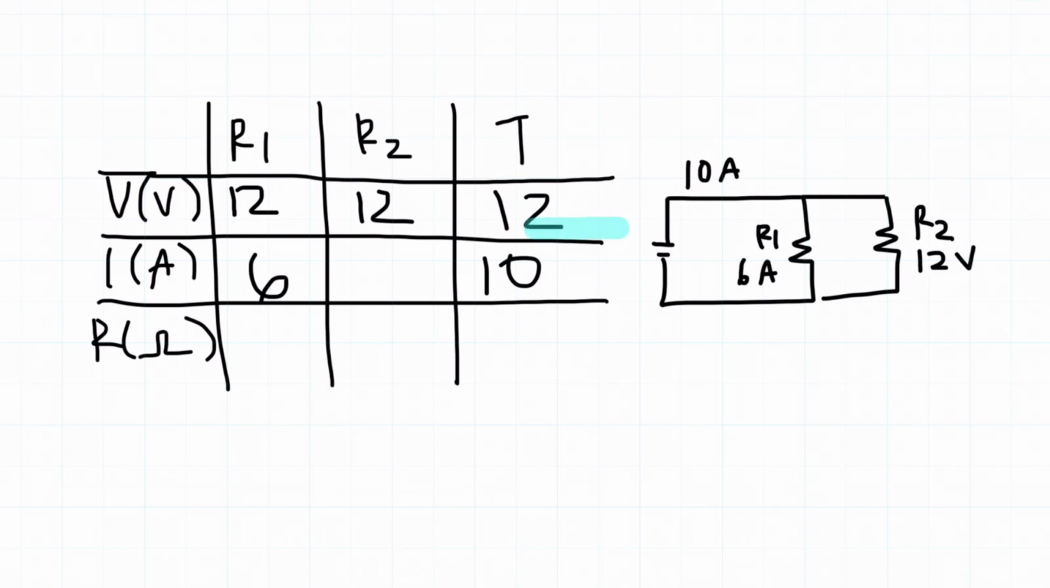Recall that the current in all the resistors has to equal the total current. So we have 6 plus 4 should equal 10. And now looking at the table, you know that you can calculate the resistance in each of the resistors by using Ohm's law. Let's start with resistor 1.